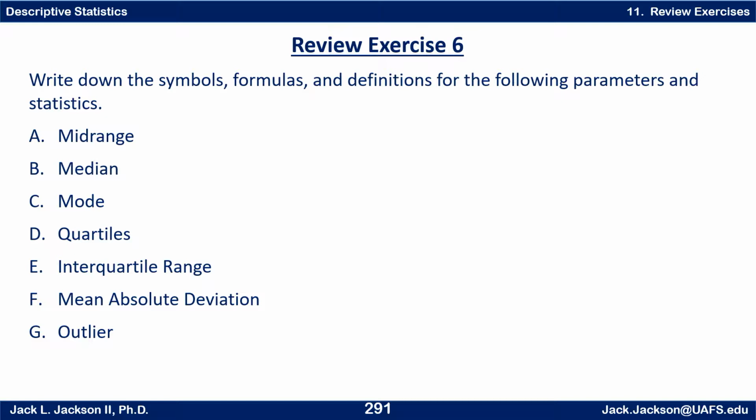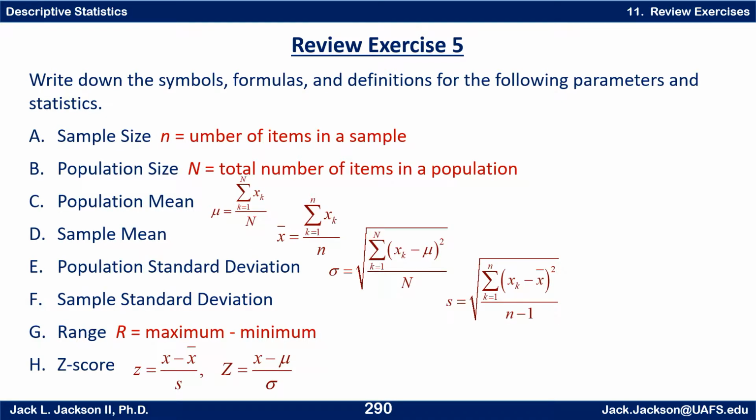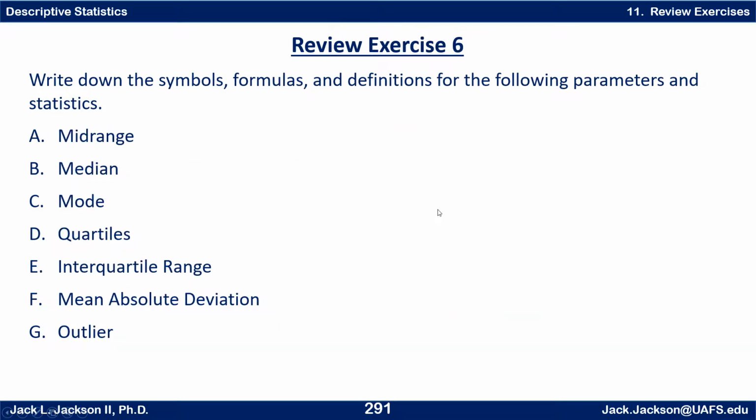Exercise 5, on the previous video, we included some statistics and parameters for which we did some definitions and formulas. What we're going to do here with review exercise 6 is a similar thing. Write down the symbols, formulas, and definitions for the following parameters and statistics. A, mid-range. B, median. C, mode. D, quartiles. E, interquartile range. F, mean absolute deviation. And G, outlier. Press pause now.